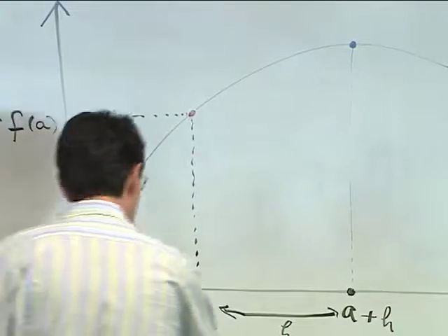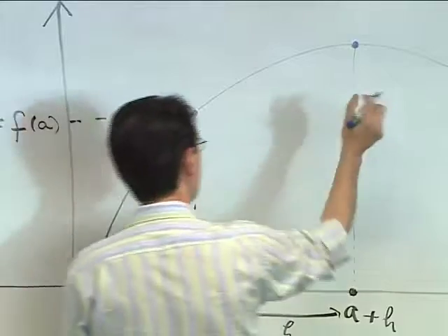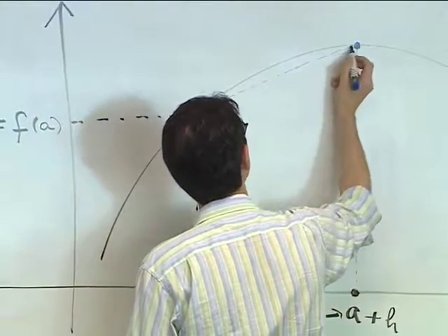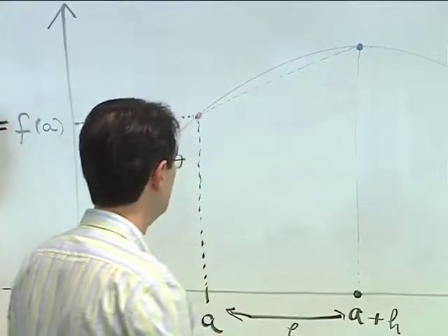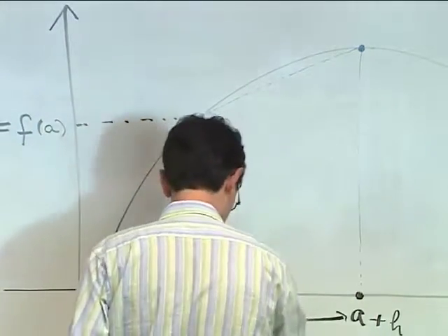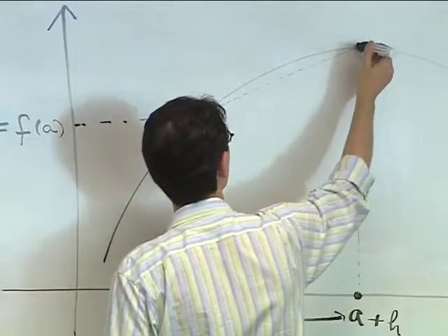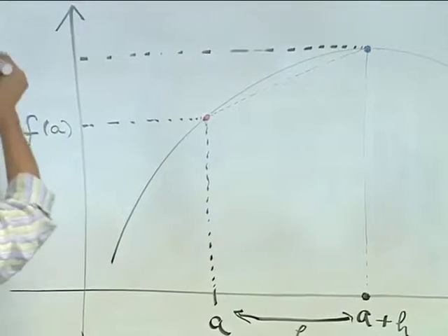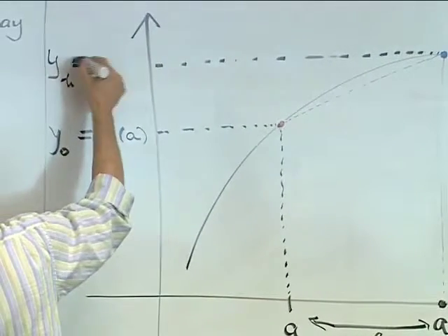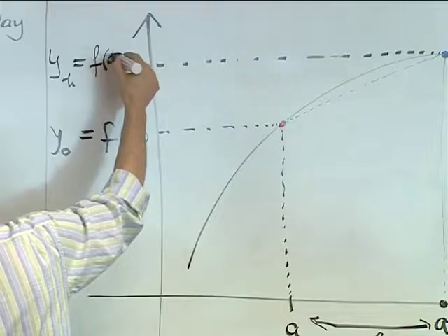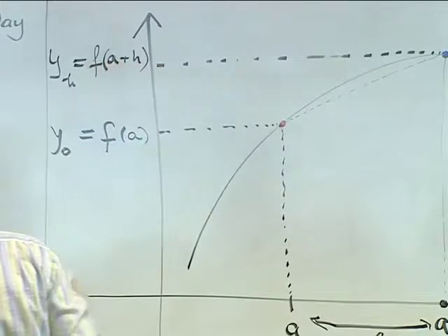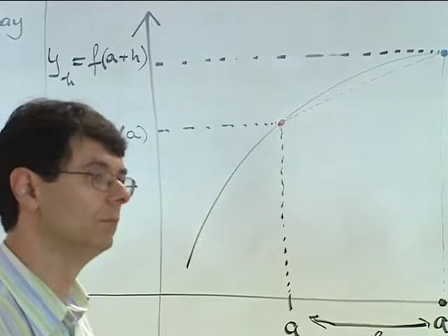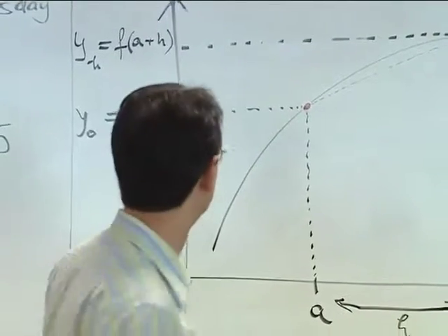And there is a secant line that I'm going to draw very, very, very faintly here. Over there. And this height here, which in the other picture I called y h, it is f of a plus h. Okay?